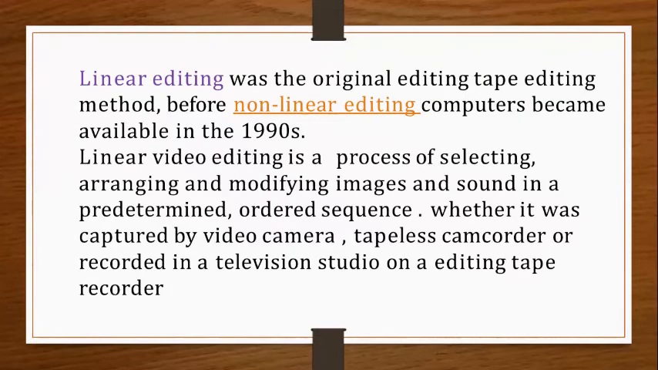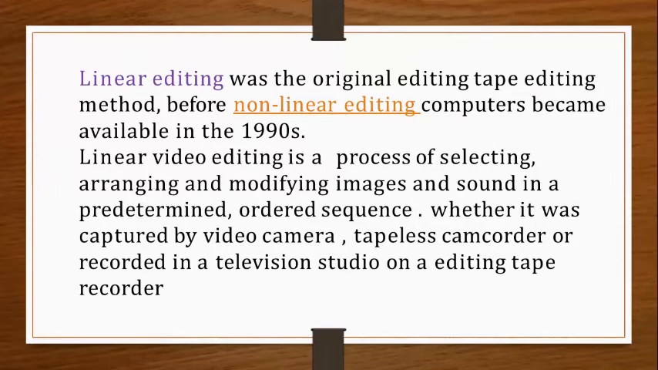Regardless of whether it was captured by a video camera, tapeless camcorder, or recorded in a television studio on a videotape recorder, the VTR, the content must be accessed sequentially. Linear editing is a process of selecting, arranging and modifying images and sound in a predetermined order and sequence. For the most part, video editing software has replaced linear editing.